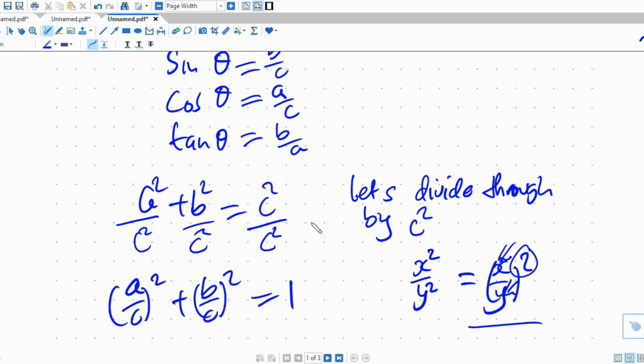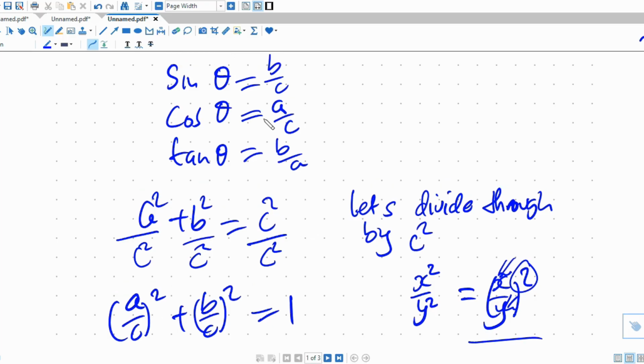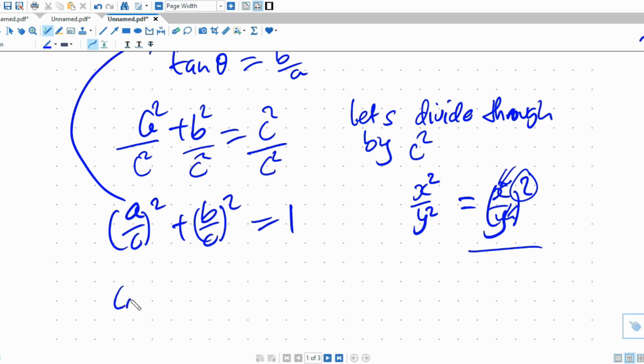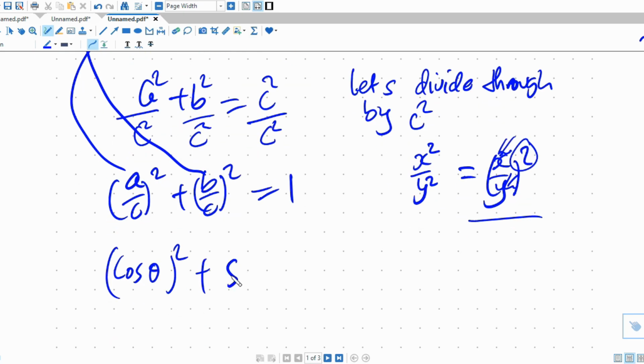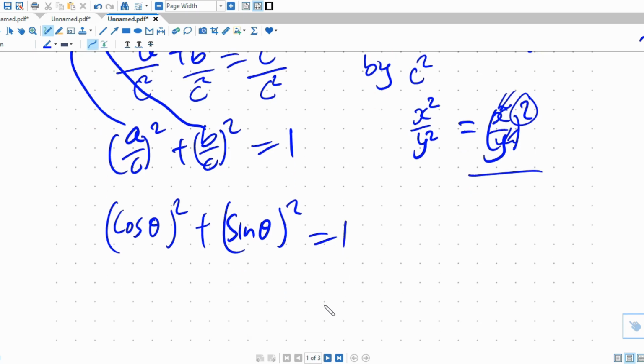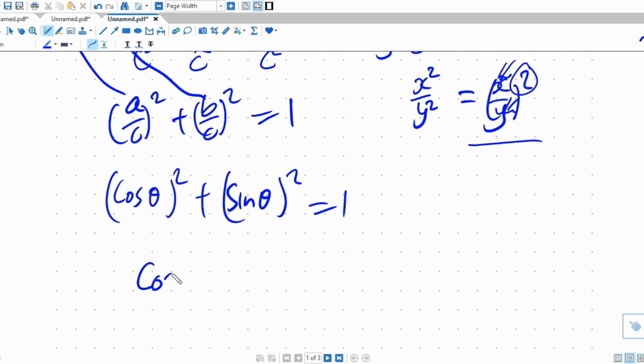Now, from our trigonometric ratios, a over c is the same as cosine theta, so we have cosine theta everything squared, plus b over c, which is our sine theta, so we have sine theta everything squared equals 1. Now, cos theta squared is usually written as cos squared theta, so cos squared theta plus sine squared theta equals 1.